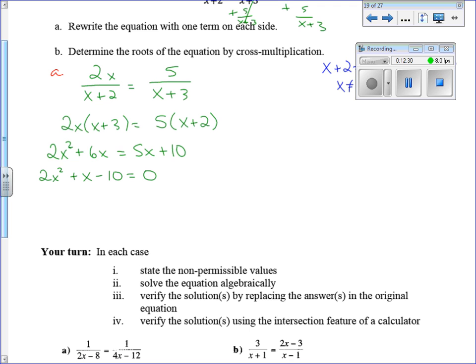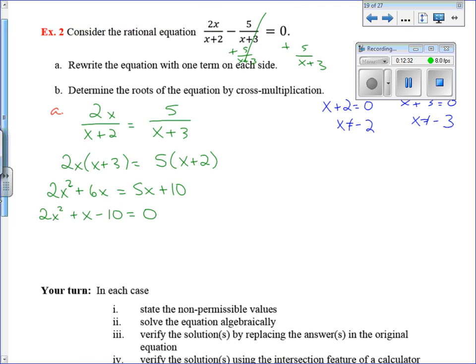I also want to point out to you, because I missed this, determine the roots of the equation by cross multiplication. Roots is the same as solutions, is the same as zeros. They all mean the same thing. So the root of an equation is the solution, the zeros are the solution. They all mean the same thing.